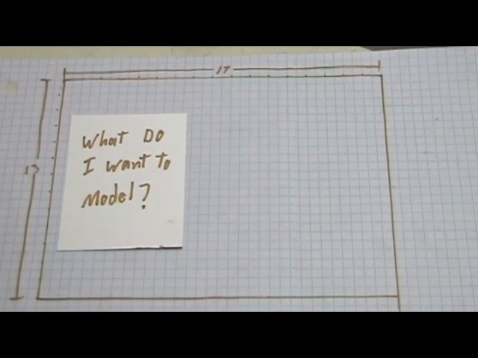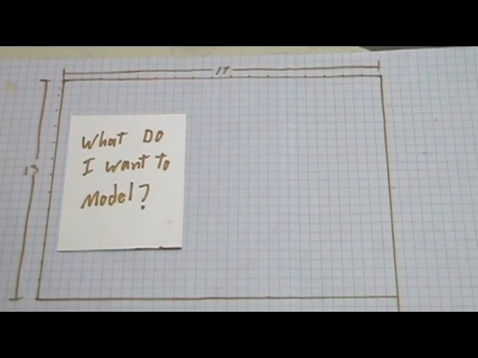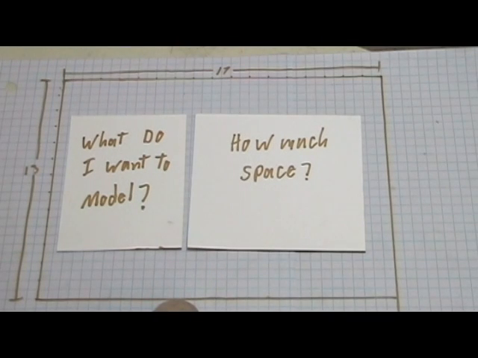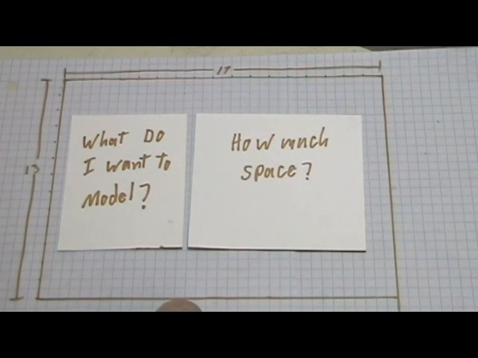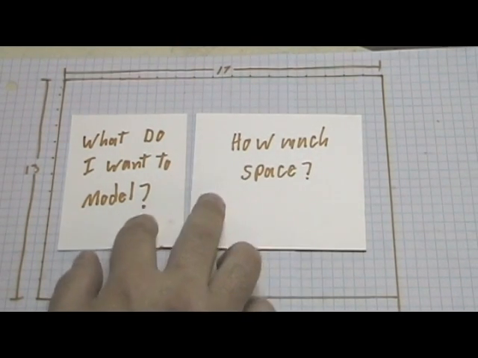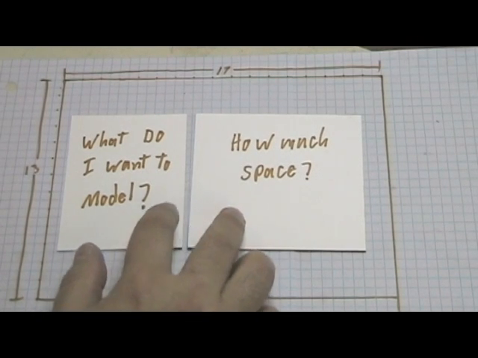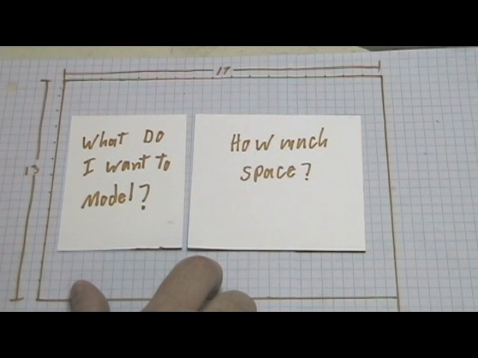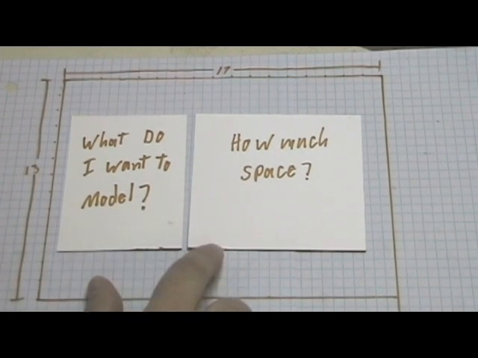And of course, that will lead into the next question: how much space do you have available? And one will dictate or help constrain the other. You know, obviously if you don't have a lot of space, you're not going to model an entire division of a prototype.